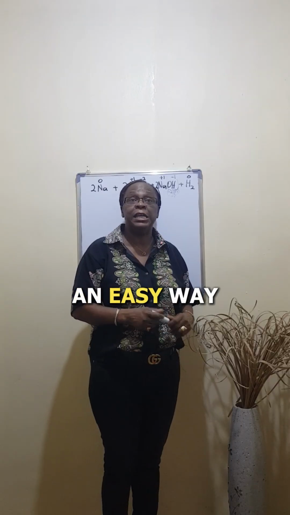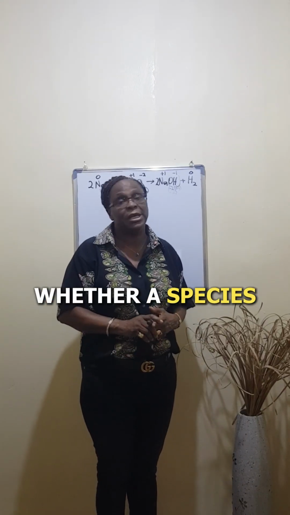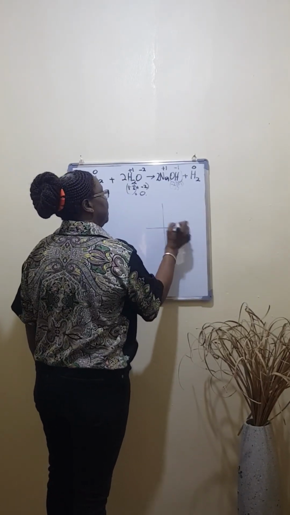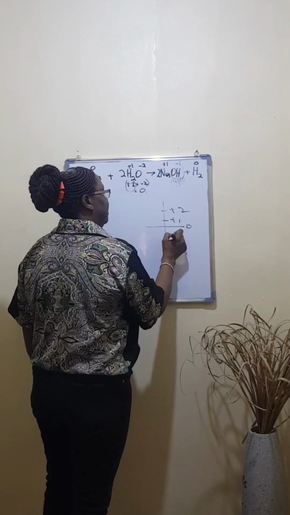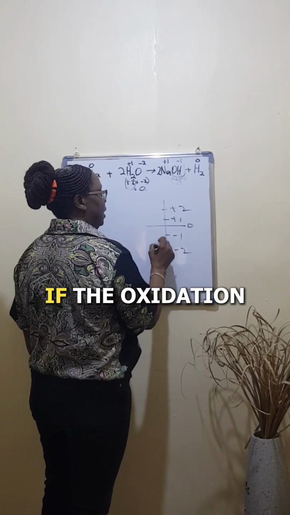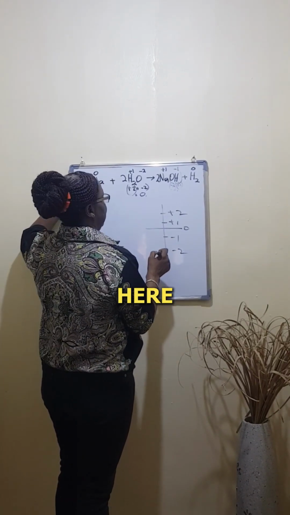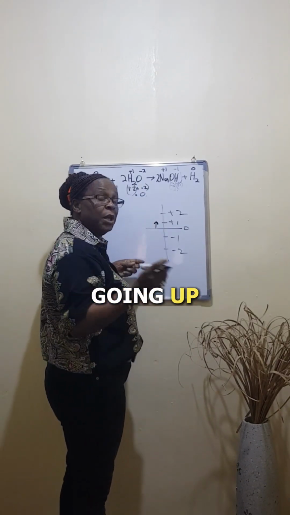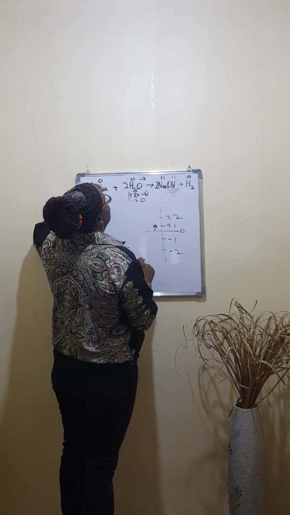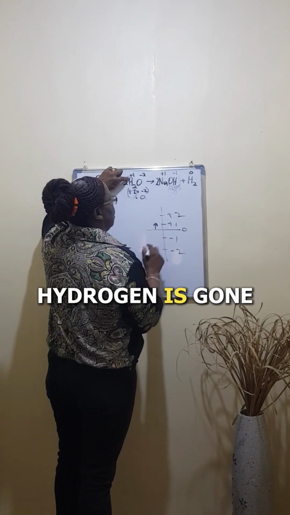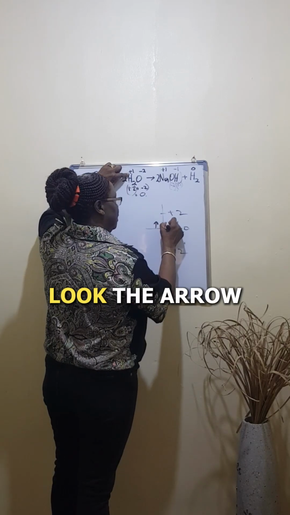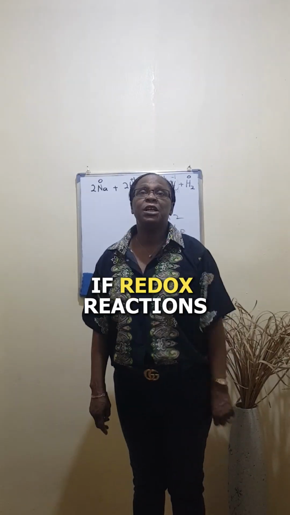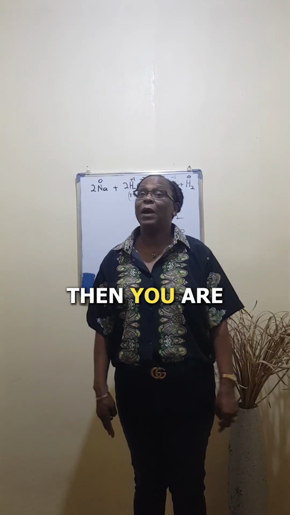If you want an easy way to know whether a species has been oxidized or reduced, very easy, use your number line: 0, +1, +2, -1, -2, and so on. If the oxidation number goes from 0 to +1, you are drawing an arrow that is going up, which means it has been oxidized. Now, in the case of hydrogen, it's gone from +1 to 0. Look, the arrow is going down. It has been reduced.